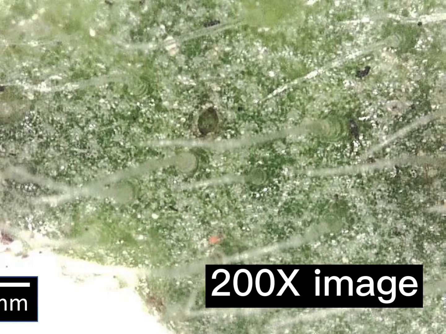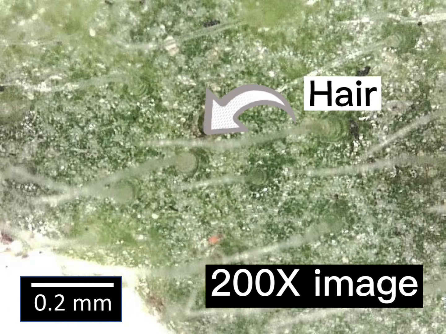Let's look at a higher magnification image. The hairs on the leaves were conspicuous. It shows 600 microns in length and 50 microns in diameter.